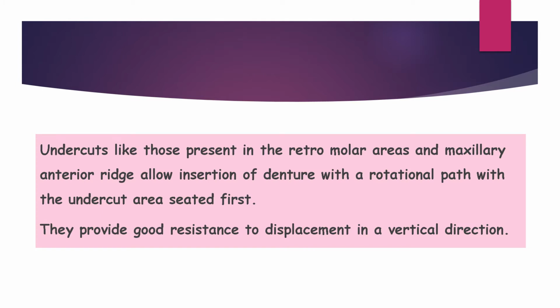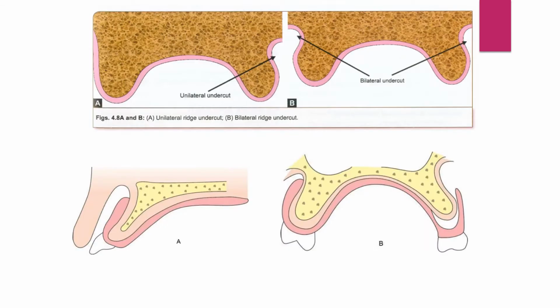Undercuts like those present in the retromolar areas and the maxillary anterior ridge will allow insertion of denture with a rotational path with the undercut area seated first, and they provide good resistance to displacement in a vertical direction. In the next picture it shows the ridge undercuts. Here it is the unilateral undercut and here it is the bilateral undercut.